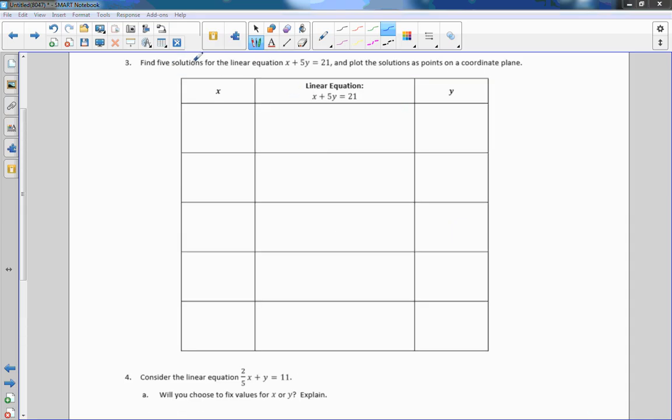Okay, in this one it says find 5 solutions for the linear equation x plus 5y equals 21, and plot the solutions as points on the coordinate plane. So I have 5 y's. Let's make our life easier here, and we're going to substitute in values for y and find x, because it's easier to plug in a value here and get a multiple of 5 so I'm not dealing with fractions. So I'm going to try to get rid of this. So if I say y is 0, 5 times 0 is 0, x plus 0 equals 21, therefore x equals 21. So when y is 0, x has to be 21.